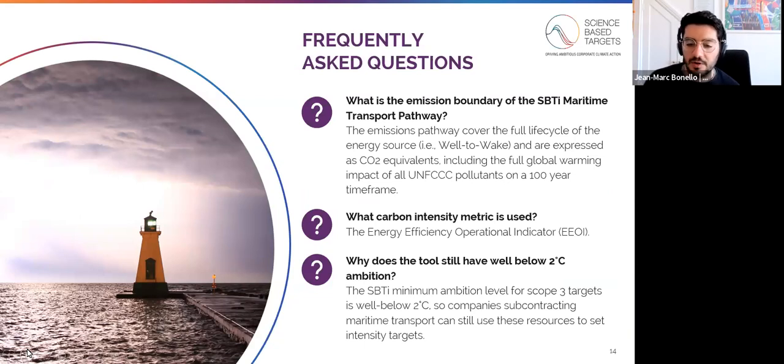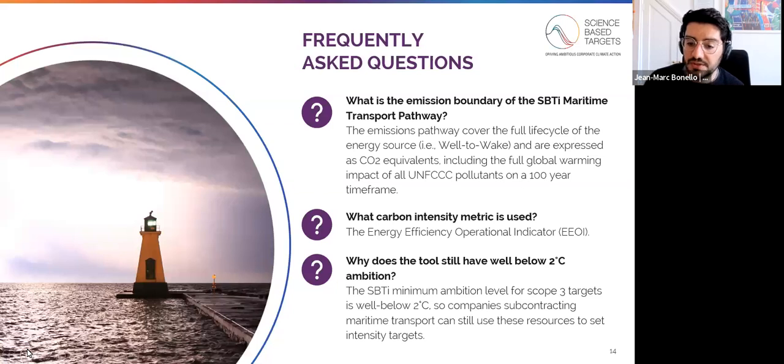Just reinforcing some of the factors that I just mentioned as well. So the emissions, what is the emissions boundary for the SBTi maritime transport pathway? As I said, it is full life cycle emissions, so well to wake, from the right at the beginning of the production to the combustion or consumption of the fuel. And it is also expressed in CO2 equivalent with 100-year GWP, global warming potential, for those non-CO2 greenhouse gases, which I mentioned, so methane and nitrous oxide.